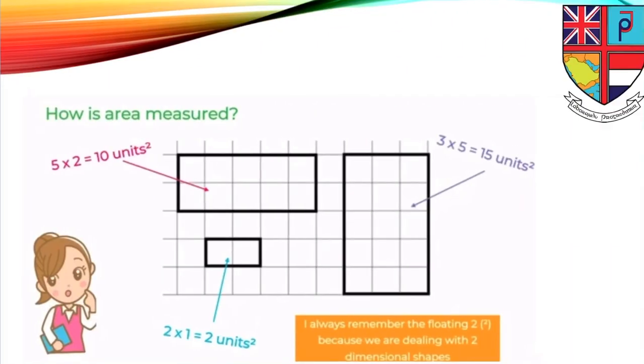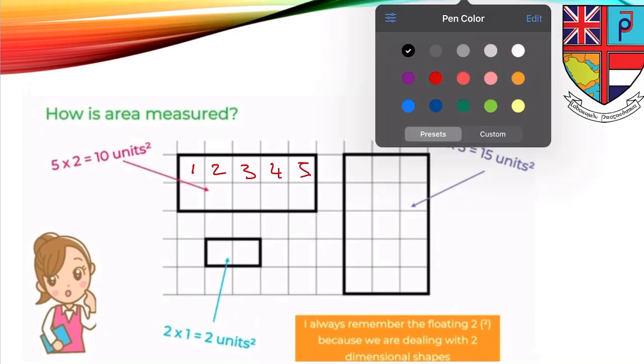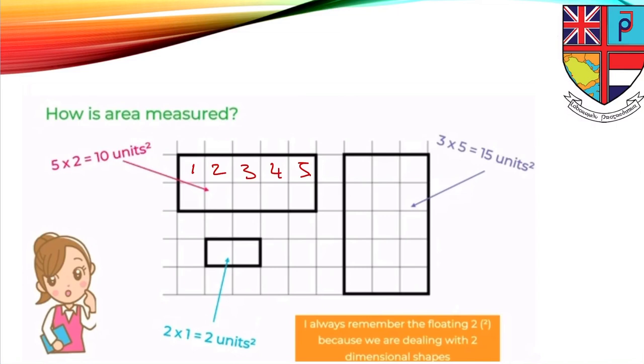Okay, so like we said, area is measured in units squared. So in this example, we've got how many across? Let's measure across. We've got 1, 2, 3, 4, 5, and then I'll use a different color to show you that we also include this square as well. Then going down, we've got 1 and 2.